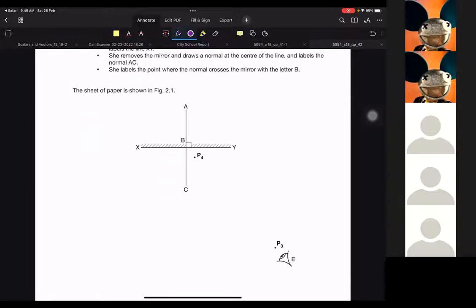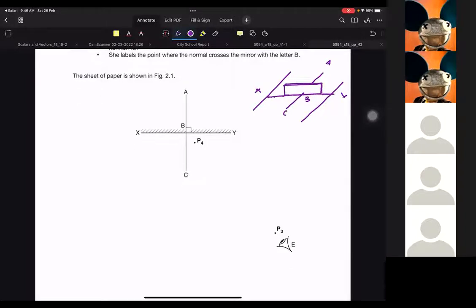So basically, we have also done it in class, if you have a mirror like this, and this is the paper, all right? So this is a 3D sort of thing. So she has first drawn a line XY, and then she has drawn a normal line, which is AC, and where these two lines intersect, that's B. So this is the 3D figure of whatever they've shown, all right?